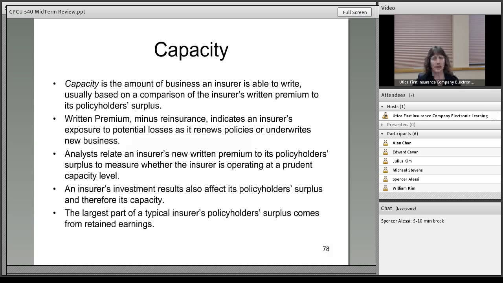Assignment 5, I forget what its title was, but anyway, we talked about capacity. Capacity is the ability of an insurance company to write business, and it's usually based on a comparison of written premium to policyholder surplus. That's that old 3 to 1 that they always talk about. For every $3 of premium, you've got to stick $1 away in policyholder surplus, and that represents capacity.